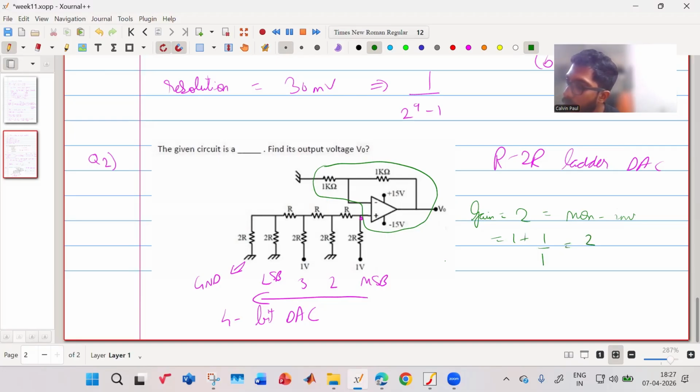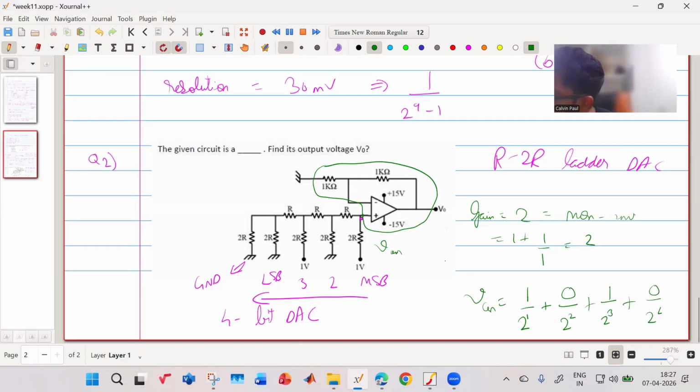Now, what is the overall value, right? If you remember the gain of the DAC, the signal over here, that is V analog, that is 1 upon 2 raised to 1 plus 0 upon 2 raised to 2 plus 1 upon 2 raised to 3 plus 0 upon 2 raised to 4. So what is the value of V analog then?